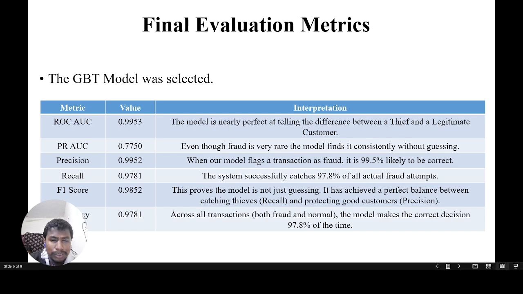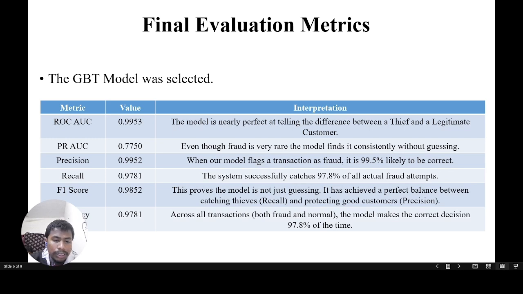In the final evaluation metrics of the gradient boosting, the ROC AUC value is 0.9953. It means the model is nearly perfect at telling the difference between a thief and legitimate customers. The PRAUC metric is 0.7750, which means that fraud is very rare, but the model finds it consistently without guessing. And the precision is 0.9952.